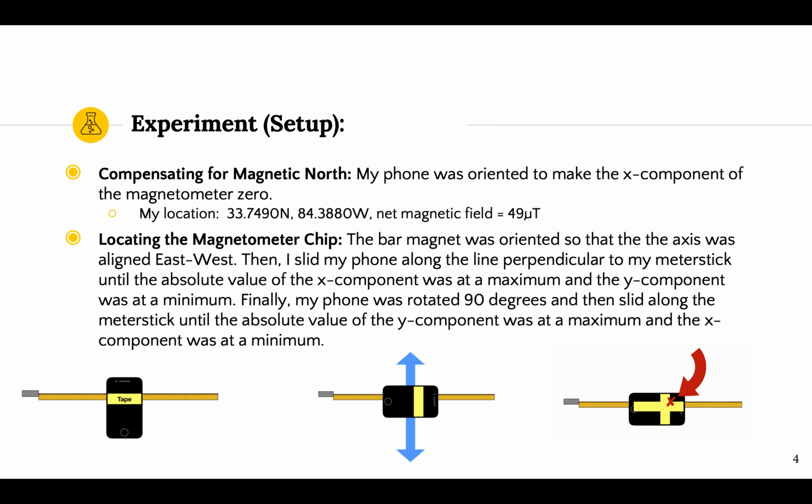And then next was locating the chip. The bar magnet was oriented so that the axis was aligned east-west. Then I slid my phone along the line perpendicular to my meter stick until the absolute value of the X component was at a maximum and the Y component was at a minimum. Finally, my phone was rotated 90 degrees and then slid along the meter stick until the absolute value of the Y component was at a maximum and the X component was at a minimum. And you can see this in the figures below representing the steps that were taken.